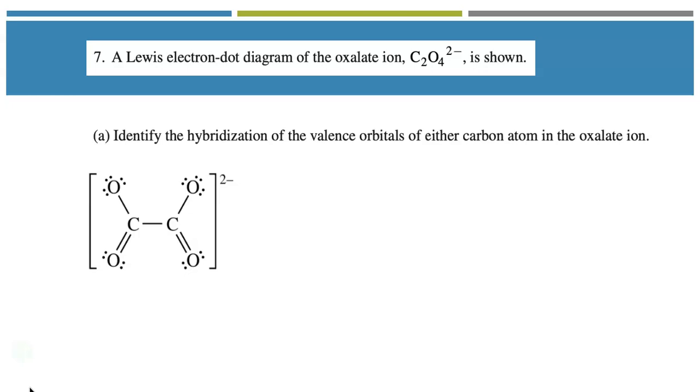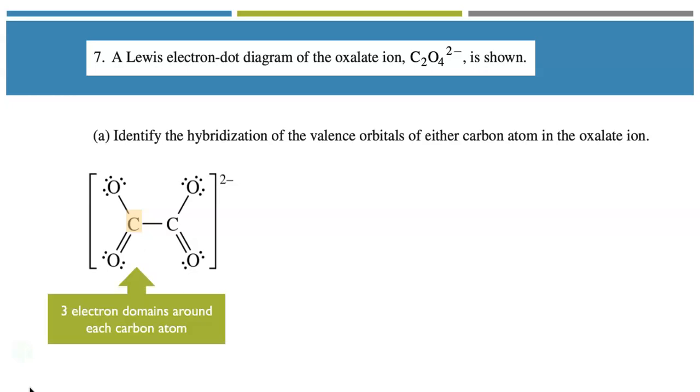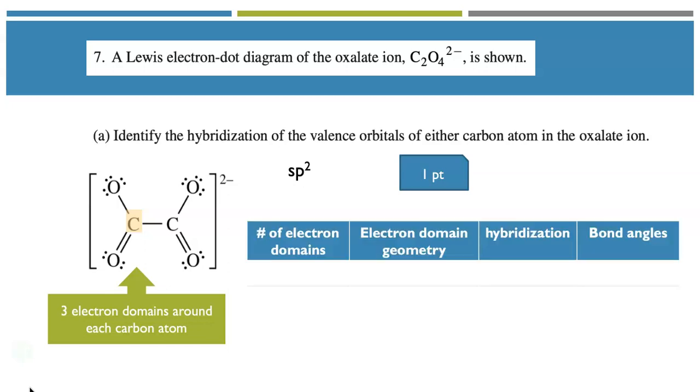So it doesn't matter if we look at the left-hand carbon or the right-hand carbon, we're going to end up with the same answer. If we look at, say, the left-hand carbon, it's really easy to see that there are 3 electron domains around that carbon atom. And that's true for the right-hand carbon as well. There are 3 electron domains around that carbon atom, and therefore, the hybridization of that carbon atom is sp2. And that's what you needed to write in order to earn the point for part A. Hybridization is a really popular question for AP Chemistry exam questions, so make sure you know that.